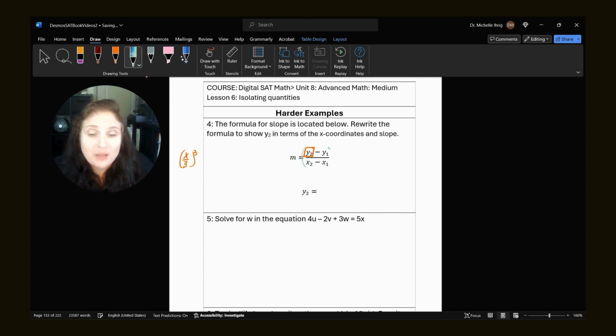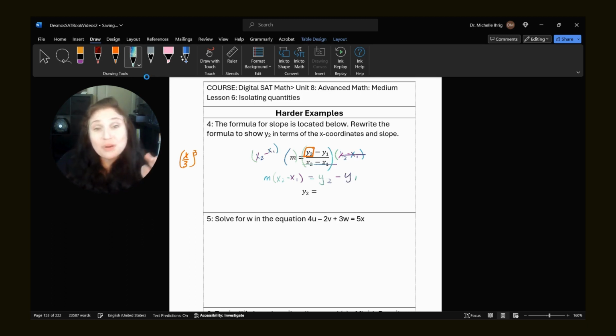We're going to multiply this by the quantity x2 minus x1. And we're going to multiply the slope by the quantity x2 minus x1. When we do that, these cancel, and I'm left with m times x2 minus x1 equals y2 minus y1. And remember, for these type questions, and I don't think you're going to get more than 1, maybe 2, it's meant to be ugly.